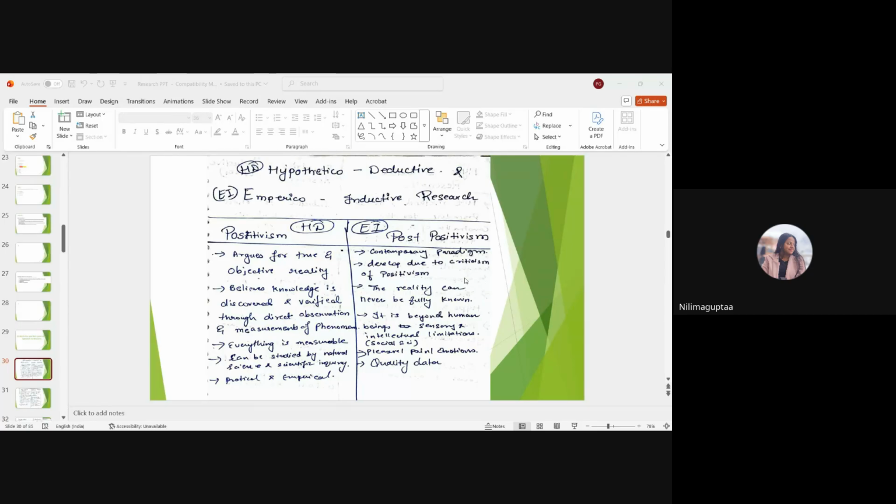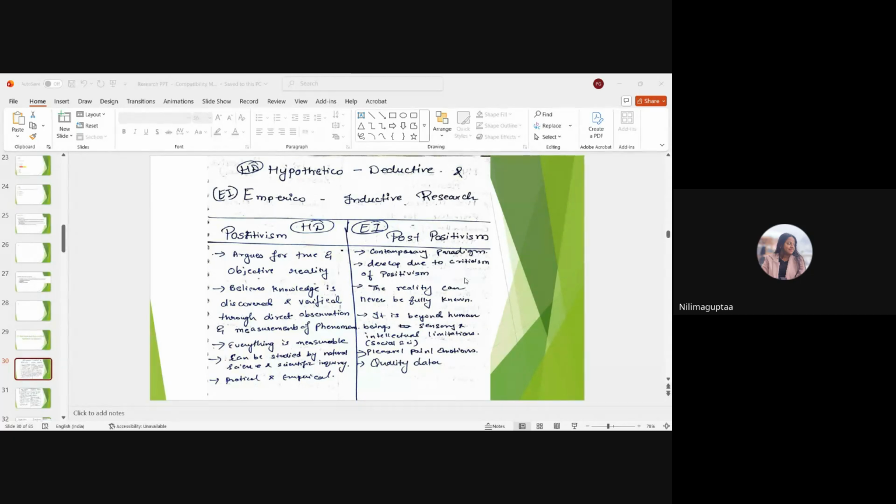As you can see, for right now, don't pay attention to hypothetical deductive or empirical inductive. Right now, just pay attention to positivism and post-positivism. Just remember this: positivism type of research is called HD, that is hypothetico-deductive, and post-positivism is called EI, that is empirical inductive.